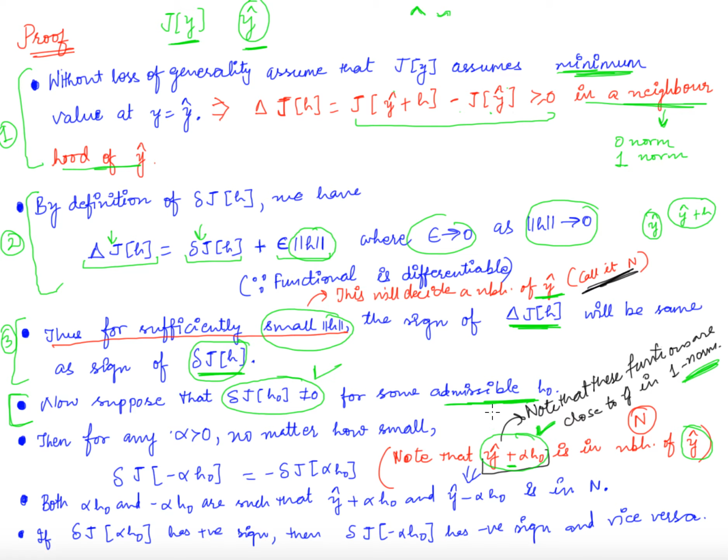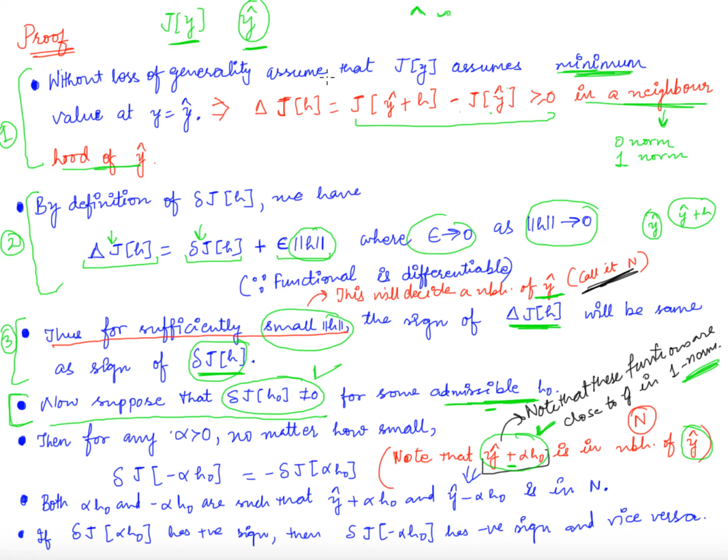Up to this step there was no problem. But for the next step, I am choosing the functions of the form y hat plus alpha h naught in the neighborhood N. These functions are in the neighborhood N, and these functions are close to y hat only in 1 norm. So I am assuming that my neighborhood N is in 1 norm.